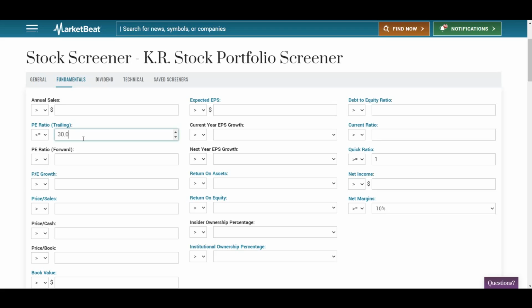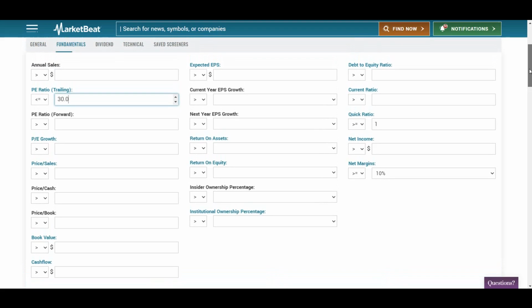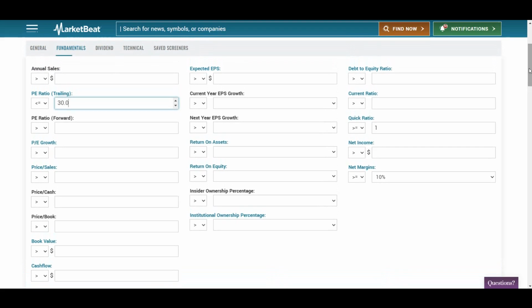Okay, what that should do is give you companies that are fairly valued, and it should suggest that there's a little bit of upside potential depending on how close they're operating to that 30 level. Okay, so that's a key bit of information I want to scan.